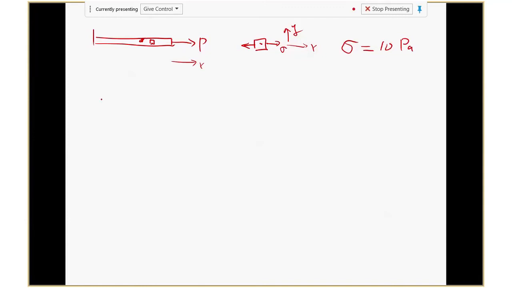You set up the coordinate, okay. So the coordinate will be, let me just draw it here. So you have the coordinate, that will be the sigma, and that will be the shear. That's the coordinate system. Okay, now, Mohr circle, how do you draw it?